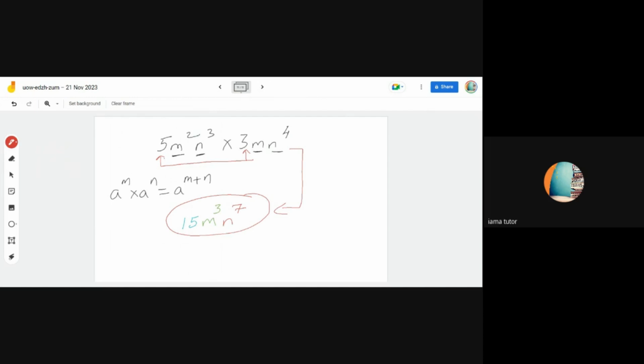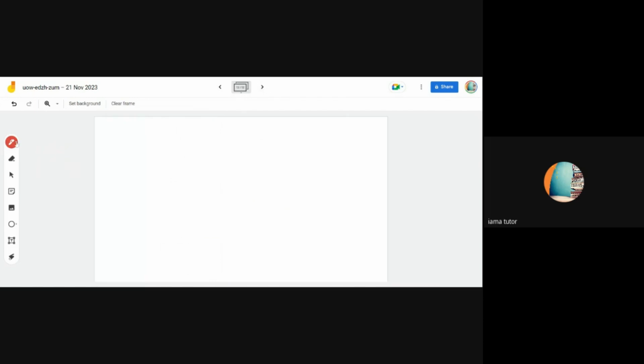Okay, now we will move on to the next question. Now we will try to see 2 raised to power 9 times 2 raised to power minus 2, divided by 2 raised to power 4. Okay, now how will we do that?